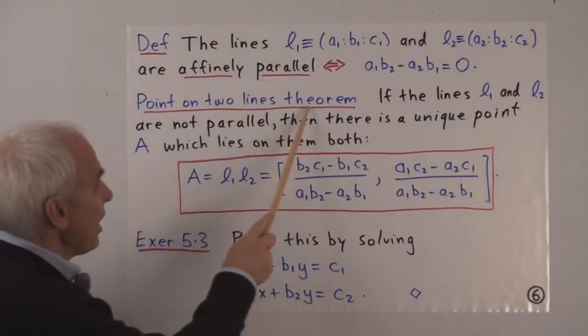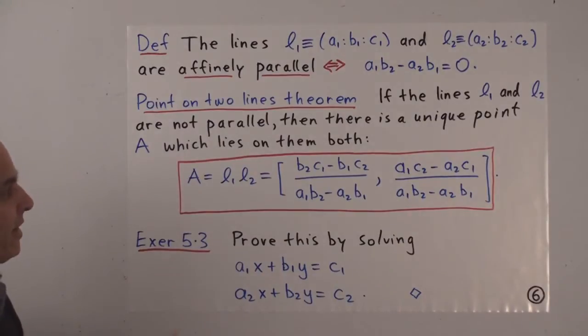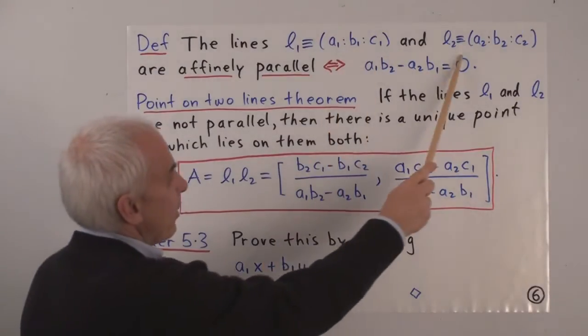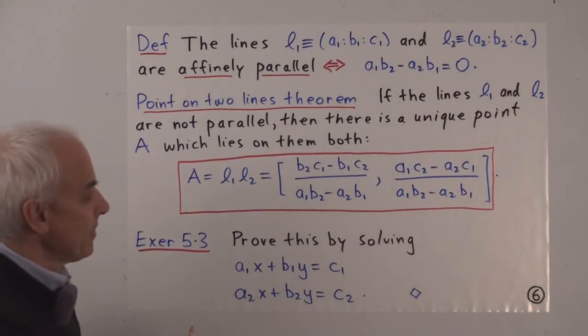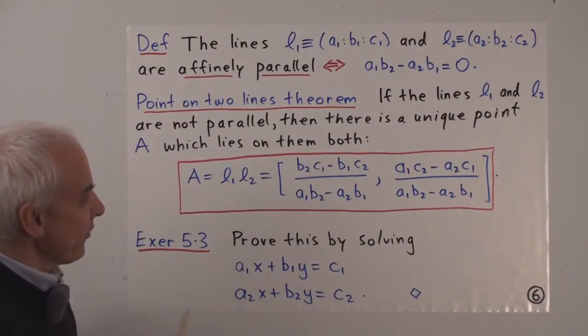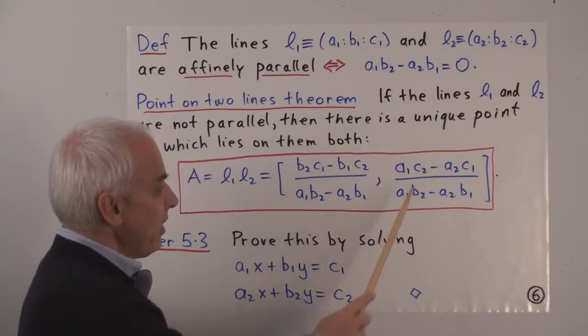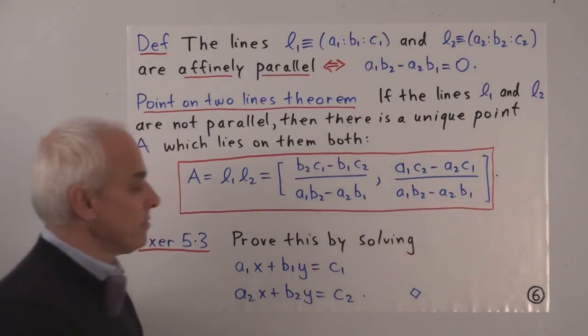Here is the point on two lines theorem, which says that if the lines L1 and L2 are not parallel, then there's a unique point A which lies on them both. And in terms of these coordinates for the lines, here is the point, which we'll write as L1, L2, which lies on both lines. It's a kind of a ratio of determinants for both coordinates. This is B2C1 minus B1C2 divided by A1B2 minus A2B1. And this one is A1C2 minus A2C1 divided by A1B2 minus A2B1.